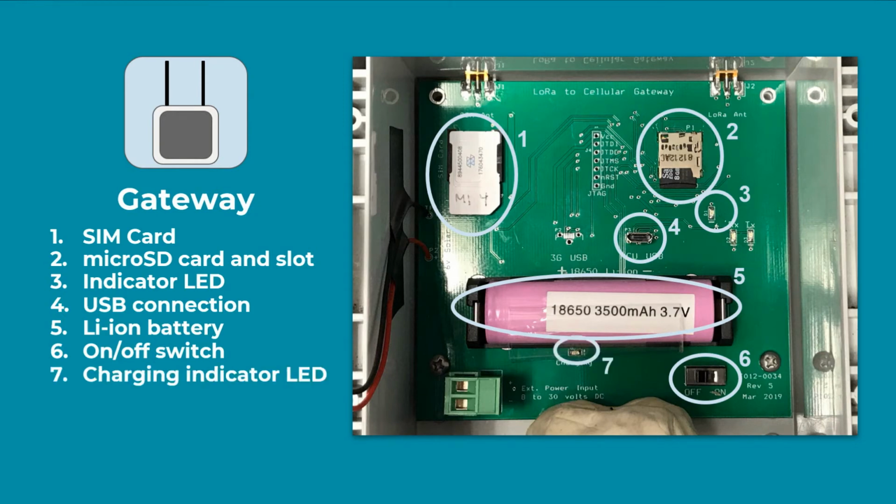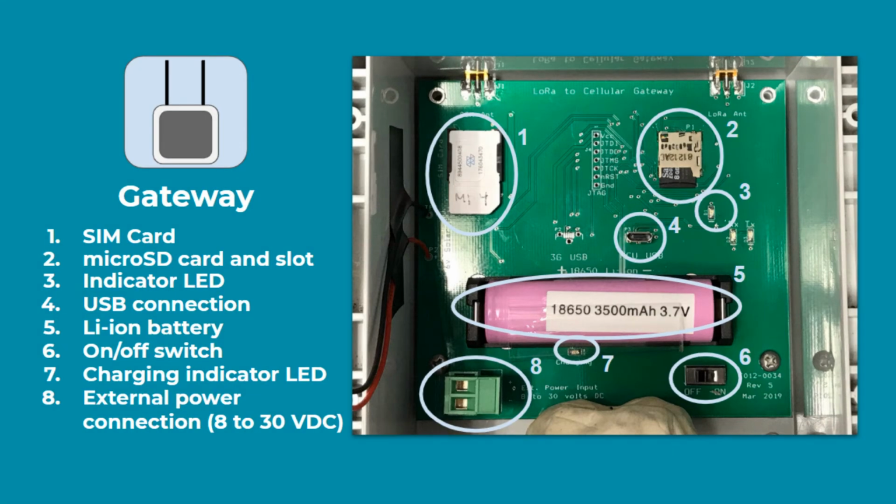The LED under the battery clip is on if the battery is charging from either the solar panel or from an external power source.